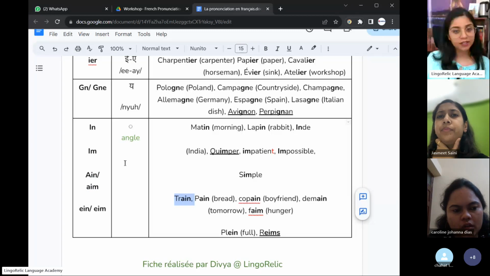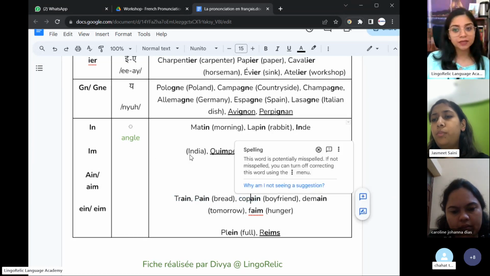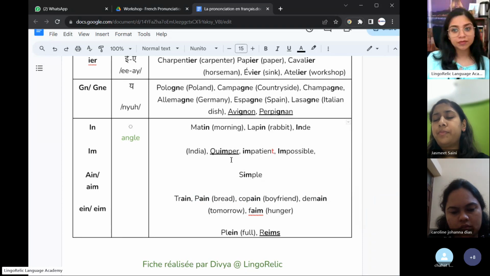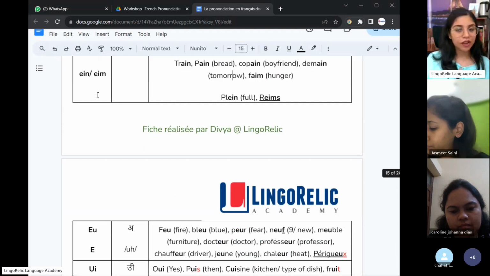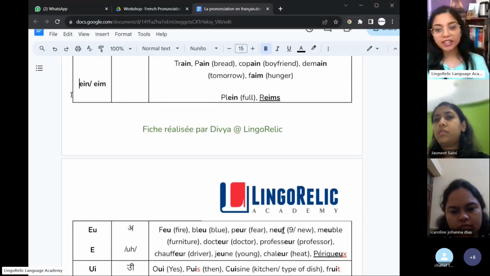Train. Train. This is Pain, which is bread. Then Copain. Copain is for a boyfriend. Then this is Demain, which means tomorrow. Next one. Faim. Faim means hunger. Okay. Next one is EIN and EIM.